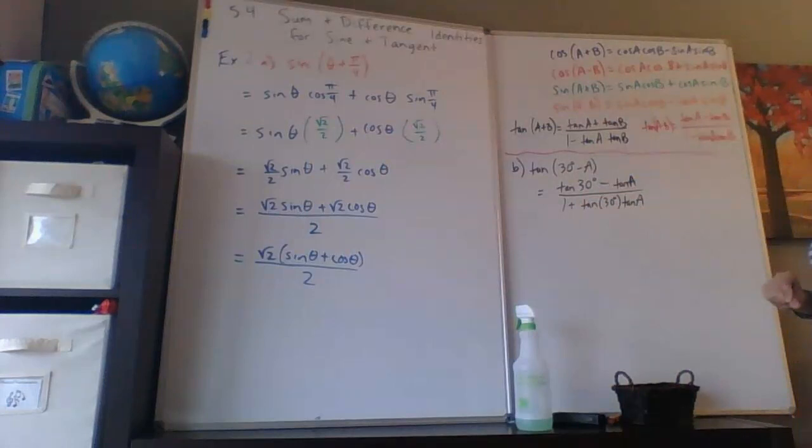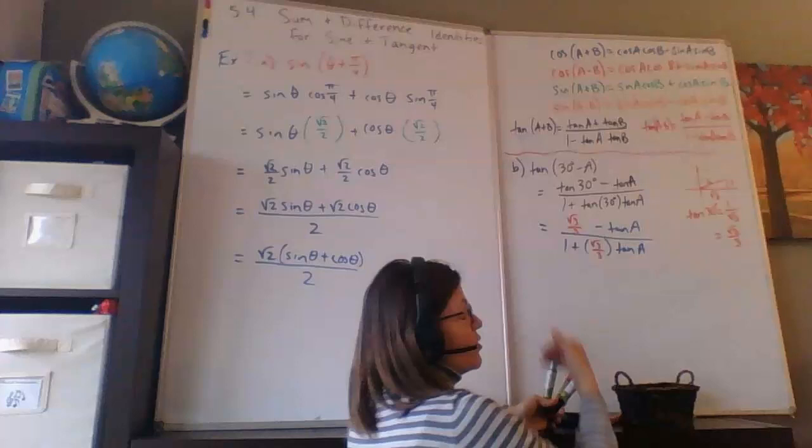So now off to the side, we're going to find the tangent of 30 degrees. Again, for tangents, I like the triangles. The reference angle is 30 degrees, and so the tangent will be 1 over rad 3, rationalizing that we get rad 3 over 3. Now we replace tangent of 30 degrees with rad 3 over 3 in both the numerator and the denominator.